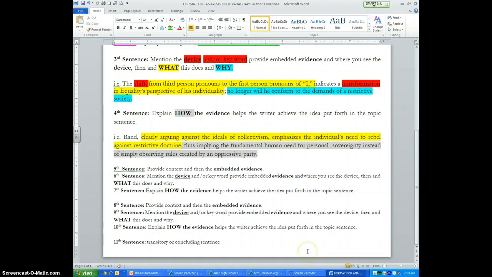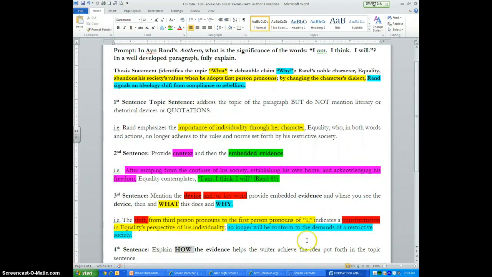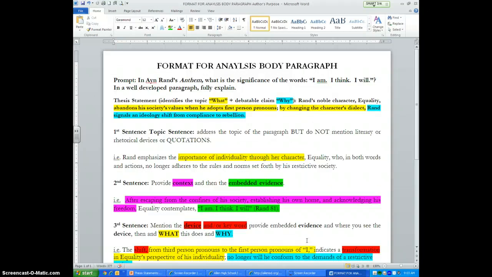And we'll look at transitions more as the year goes on. I just really wanted to focus today on looking at the actual body paragraph and what is expected from you. I hope this was helpful. If you need additional help, please come in for tutoring.